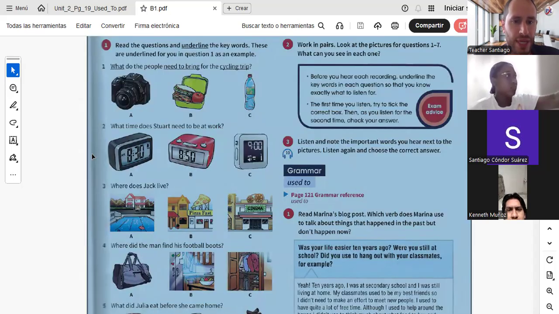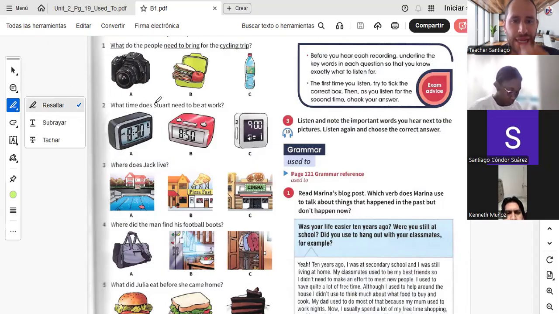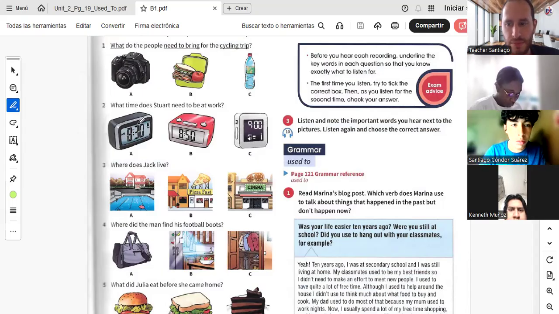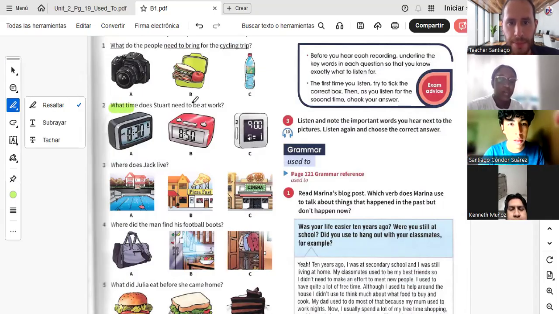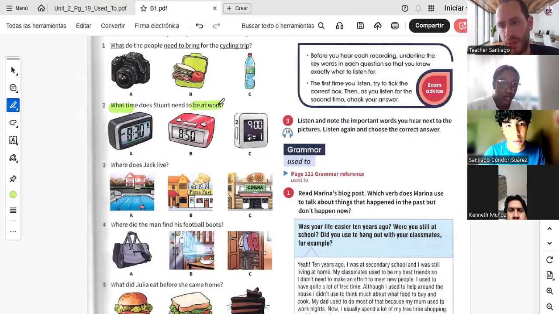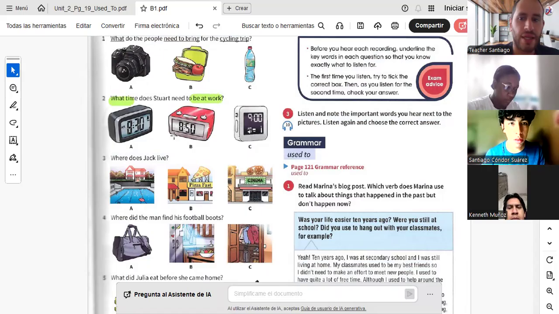Then number two, what time does Stuart need to be at work? So Santi, keywords here. What are the keywords in this one? What do you think? What time. What time and what is? Stuart, I think Stuart is a keyword. Be at work. Be at work. So what time and be at work? This is the main idea of this question, right?